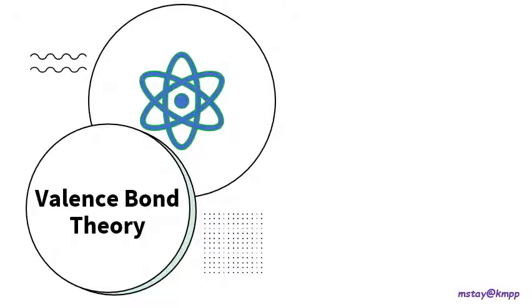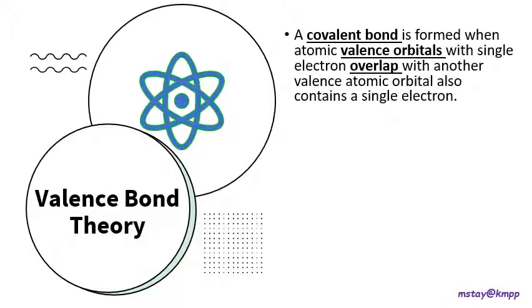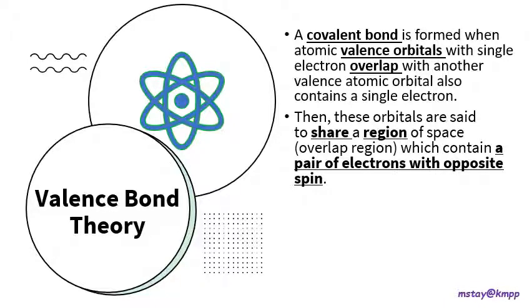As we all know, a covalent bond is formed when two atoms are sharing electrons. But actually, how do they share the electrons? According to valence bond theory, when an atomic valence orbital with a single electron overlaps with another one, then this orbital will have an overlap region with a pair of electrons with opposite spin. This is how a covalent bond is formed.